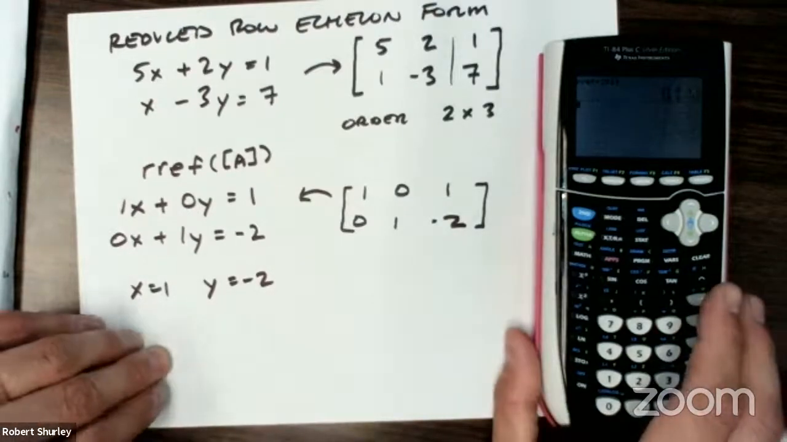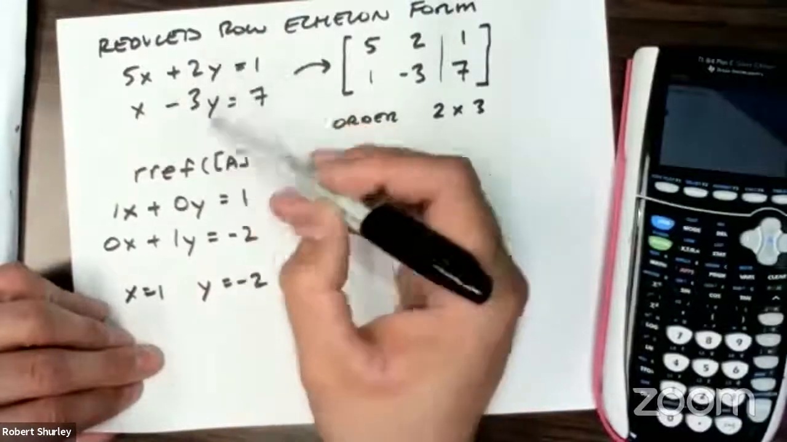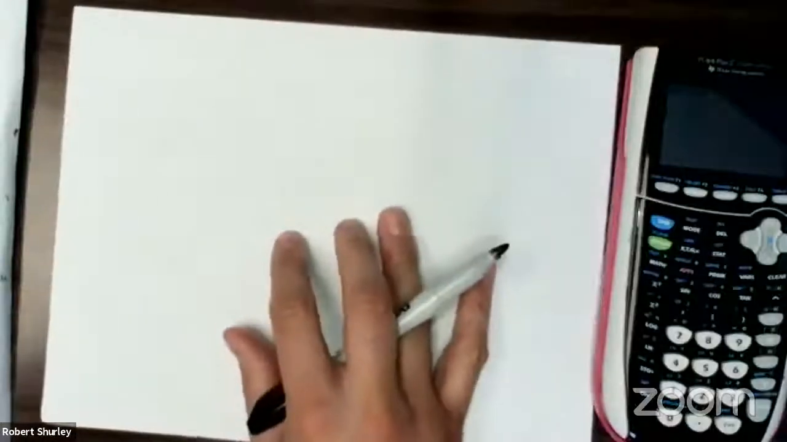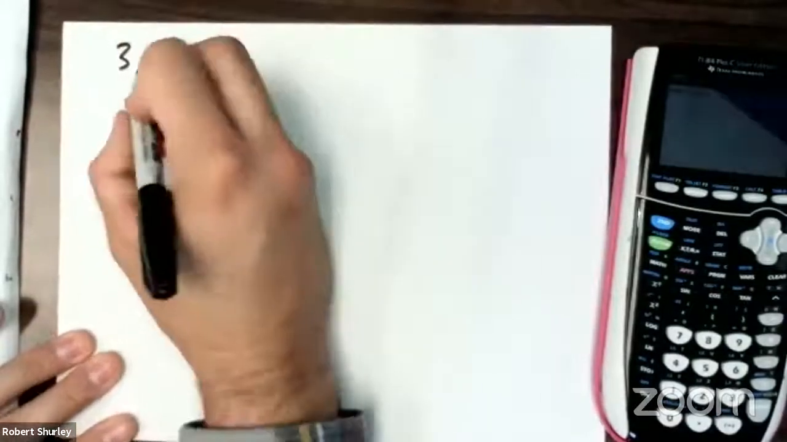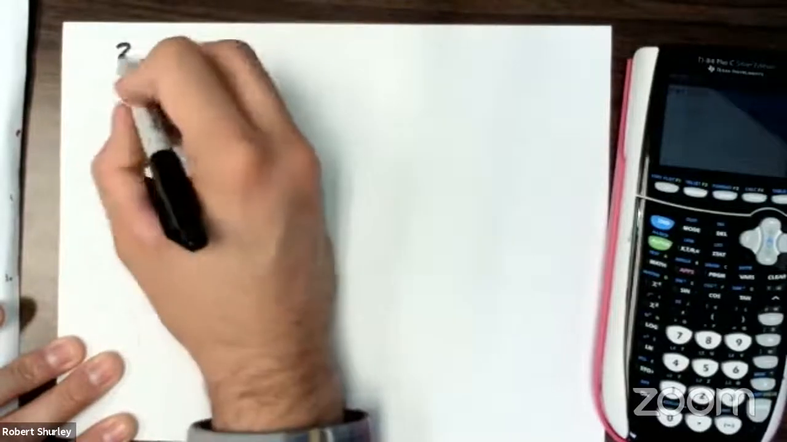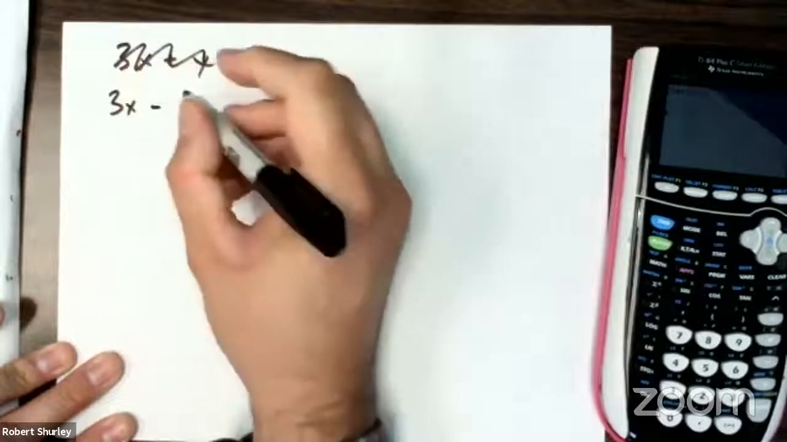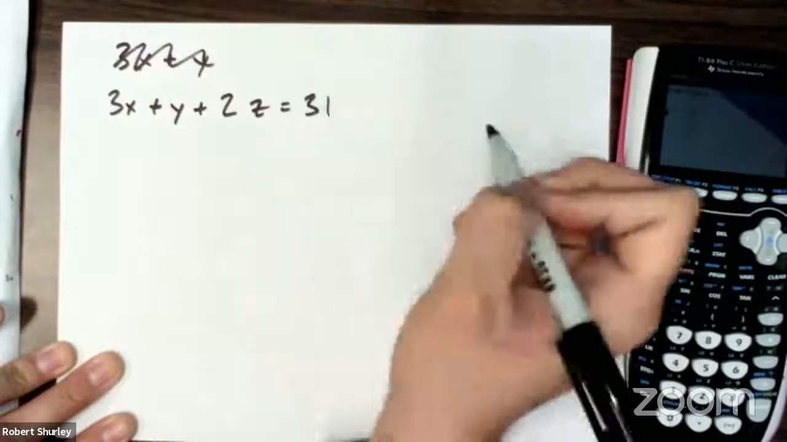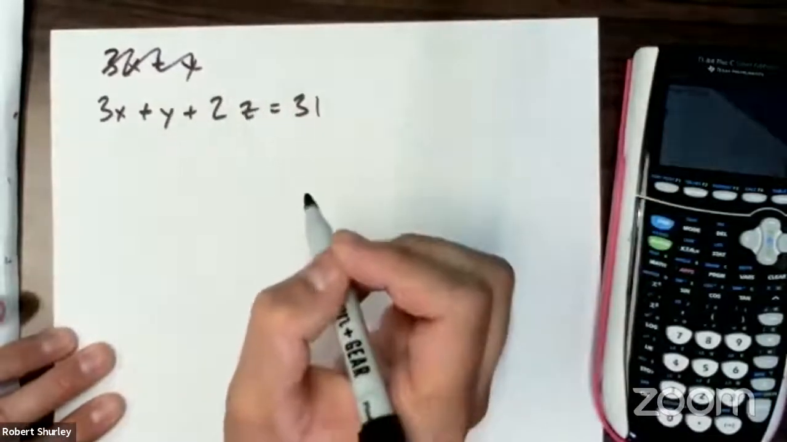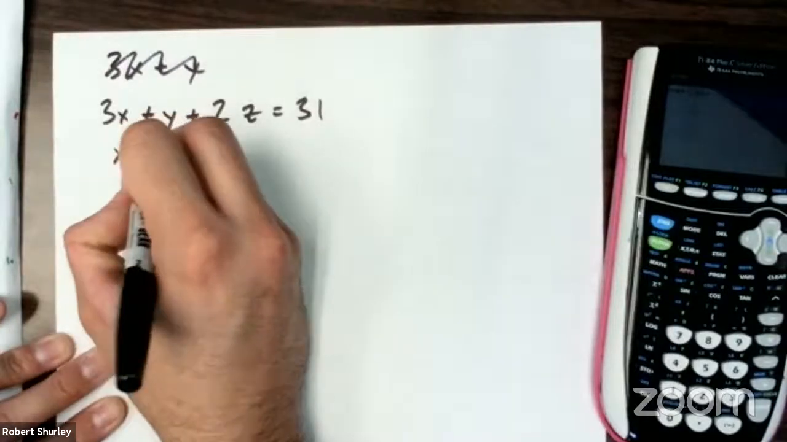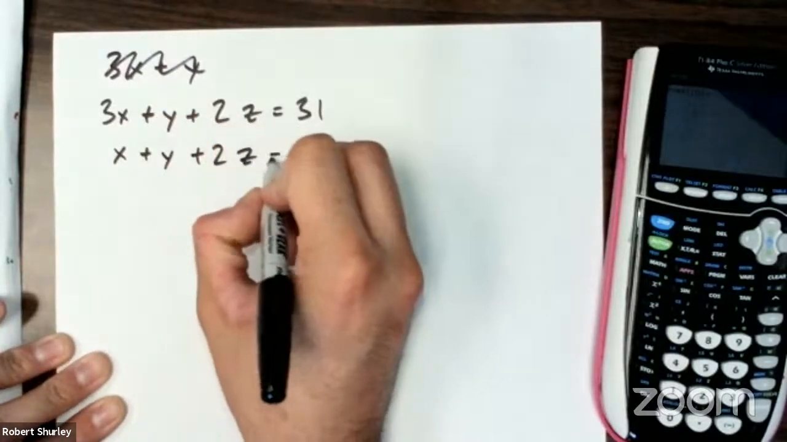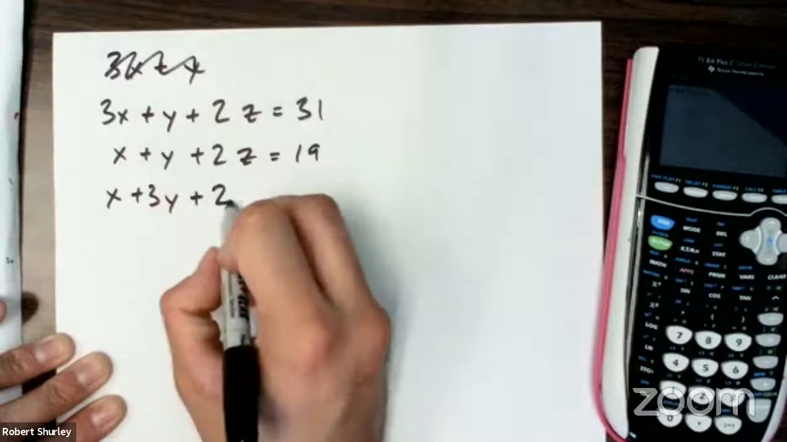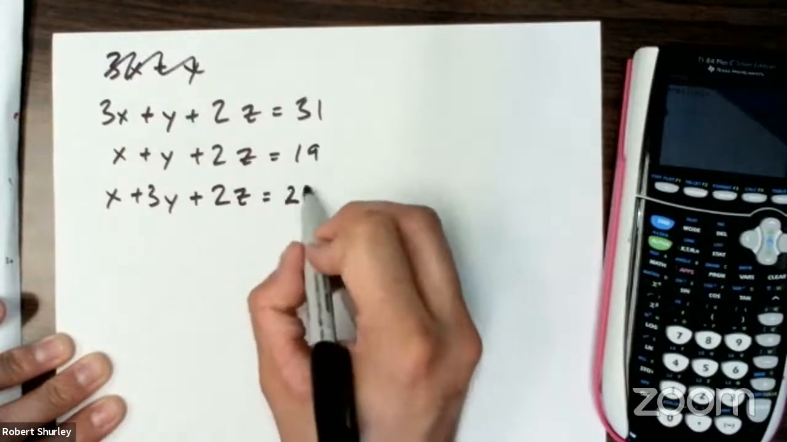Okay, so let's do the same thing, but instead of 2 equations with 2 unknowns, let's kick it up to 3 equations with 3 unknowns. So if we had, let's say, 3x plus y plus 2z equals 31. I'm stealing this, it's example 592 in your book. x plus y plus 2z equals 19, and x plus 3y plus 2z equals 25.